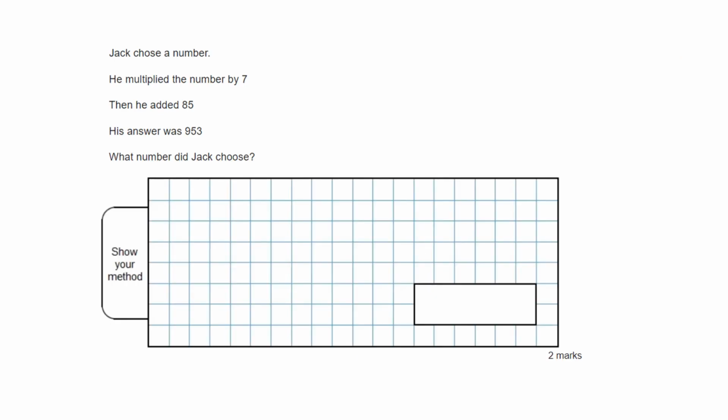Alright, let's have a look at this little question here. So we've got Jack chose a number, he multiplied the number by 7, then he added 85, his number was 953. What number did Jack choose? So just like our number lines before, it's doing the same thing, they've just given it to you in words. So you've got to work backwards to find the original number. So we've got 953.